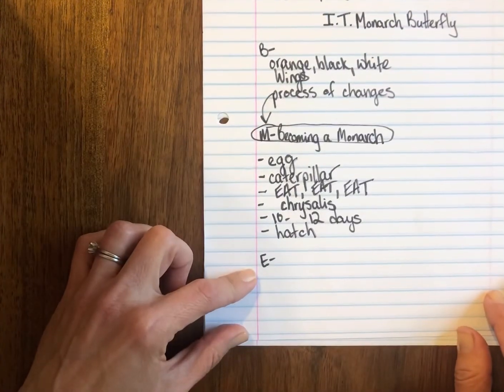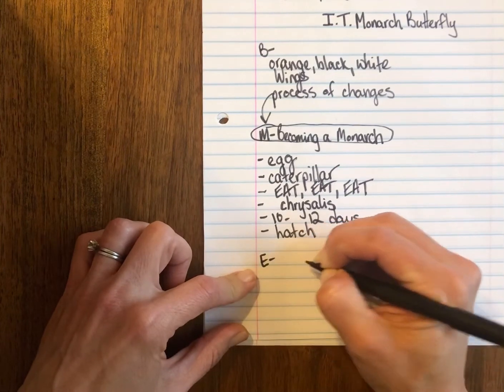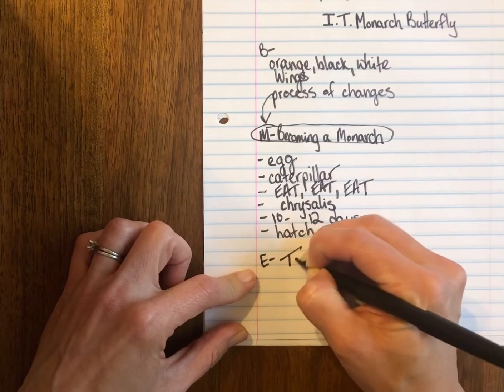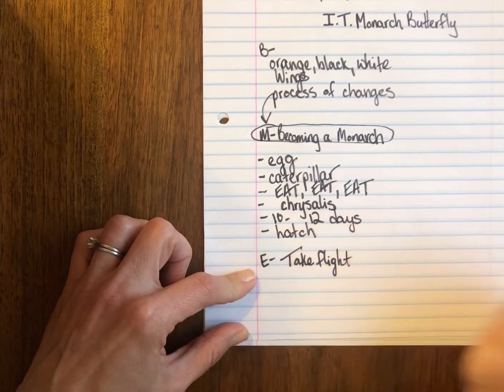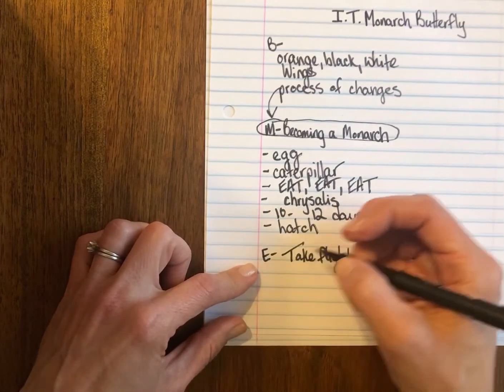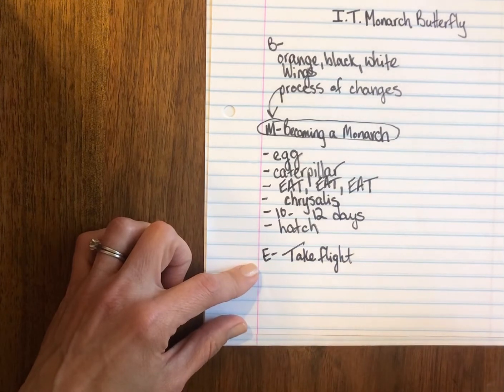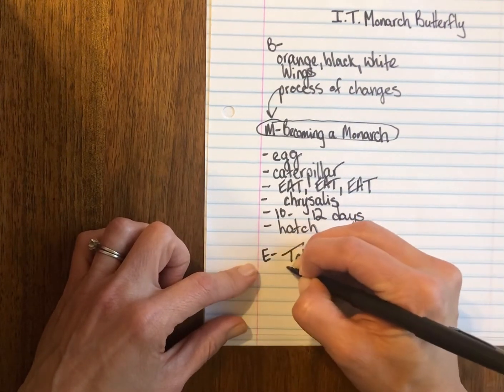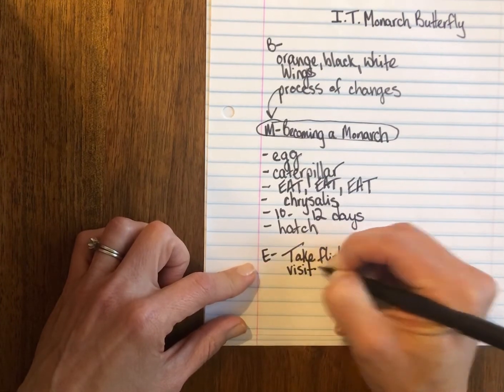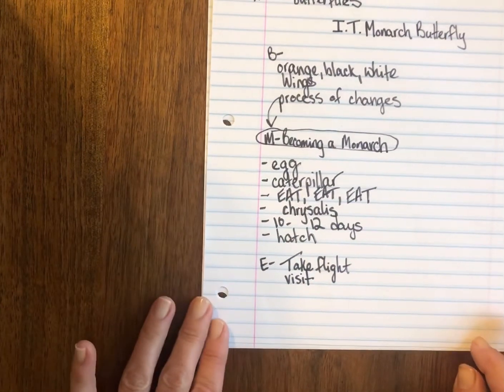And then finally, for my end, after they hatch, they take flight. And I always like to think when I see the monarch butterflies come back to my garden, because I am that gardening geek who loves to look at her butterflies and all of the different plants, I like to think that they come back to visit. And I get to watch the process all over again.